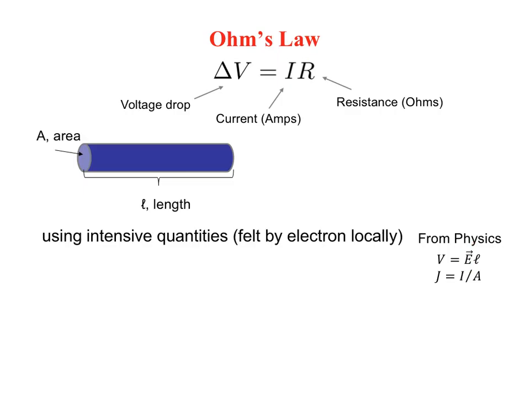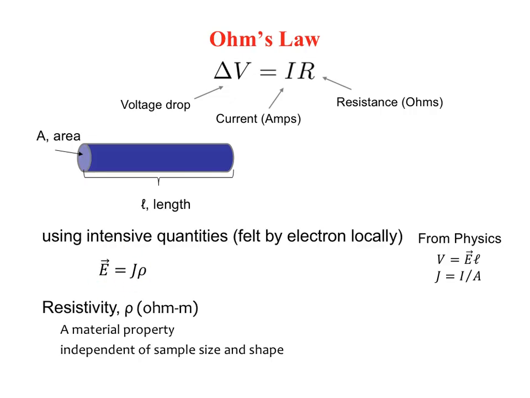Similarly, rather than the entire current I going across the whole sample, the intensive quantity is the current density J, which is the current divided by the cross-sectional area A. We end up with the intensive Ohm's law, which is the electric field equals the current density times the electrical resistivity. Resistivity is measured in ohm meters.